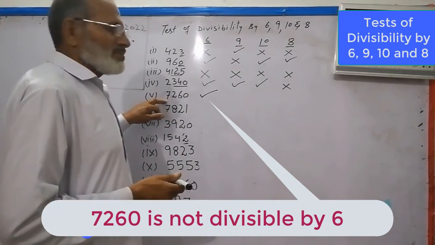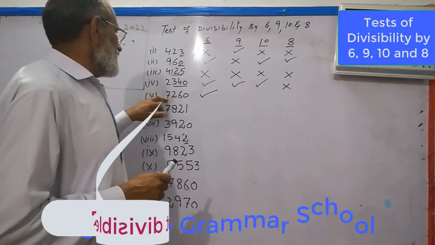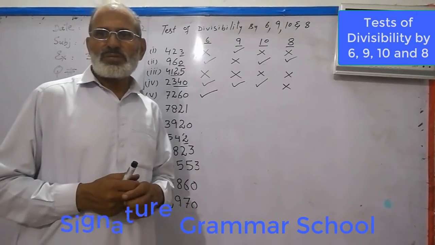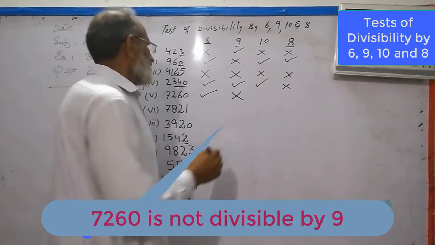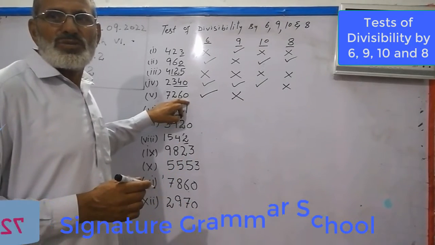Sum total of these, 6 plus 2, that's 8. And 8 plus 7, 15. 15 doesn't come in the table of 9. Therefore, this value is not divisible by 9, but it is divisible by 10, because here is 0 at the unit place.